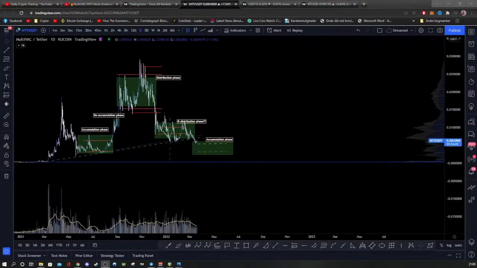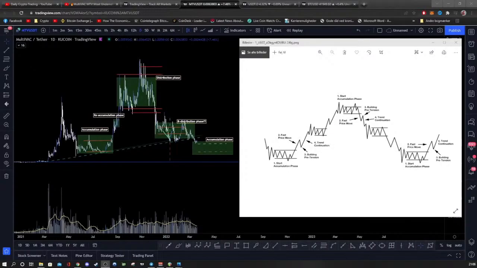Today we're going to do a follow-up TA of MultiVAC. Let's just jump straight into it, guys. If you've been following my channel for a few months, you know I've been very bullish on MultiVAC. However, I did see a Wyckoff schematic pattern formed. As you know, I think this is my third or fourth video about this schematic, and we're seeing this unfolding right here, right now.